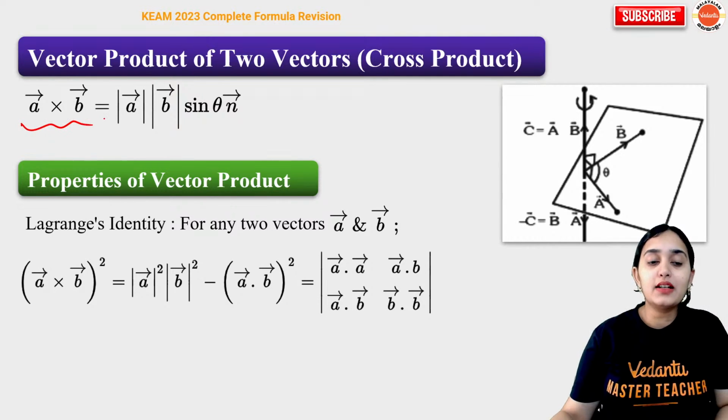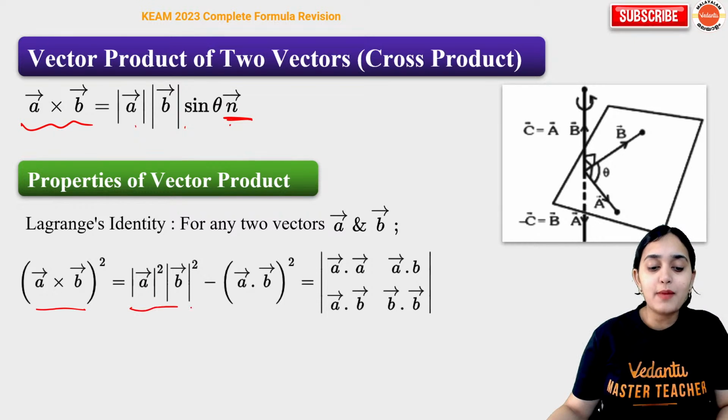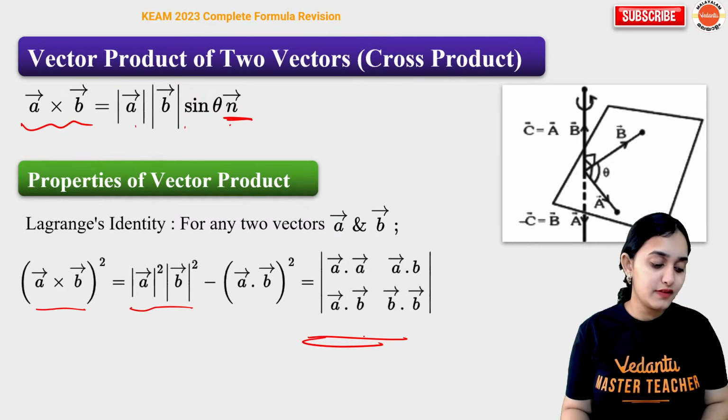Vector product is basically cross product of two vectors, which is mod A into mod B into sine theta into unit vector. Now, Lagrange identity says that A cross B whole square is A square into B square minus A dot B whole square, which is equal to the determinant of this.